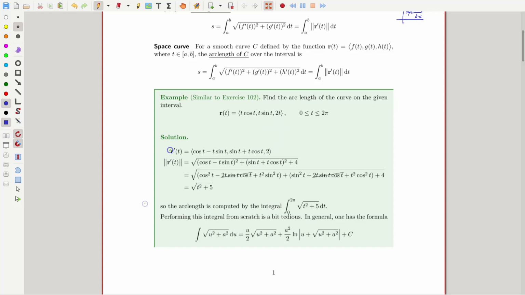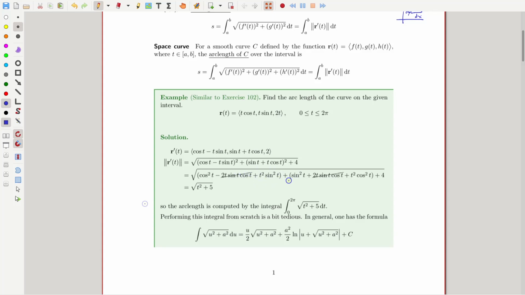Next, you have to take the magnitude. And now this is where things have to work rather nicely. You want the function to simplify. And so in this case, it does. When you square these things out, the middle terms end up canceling, which is what I've indicated here.